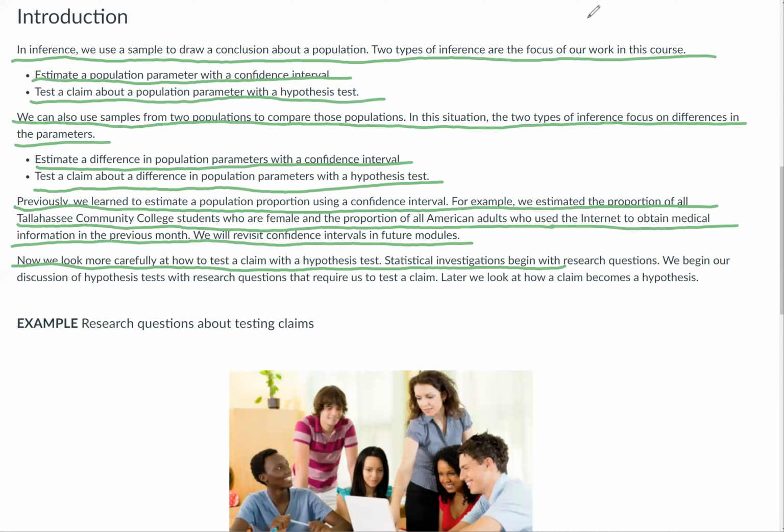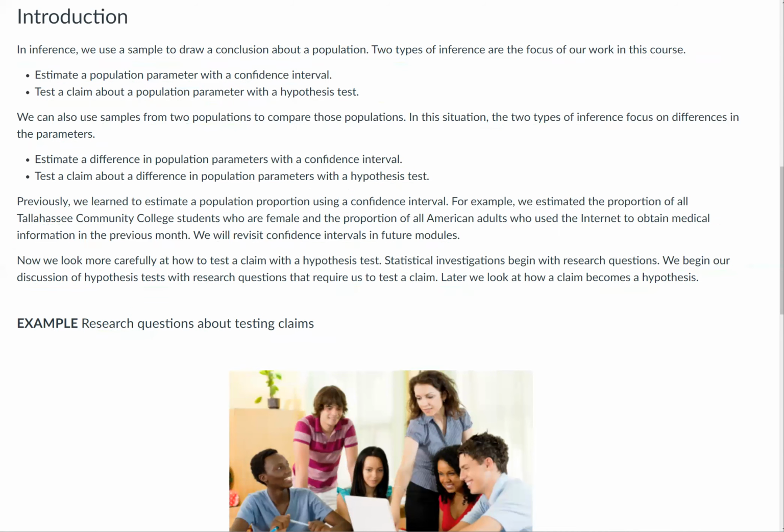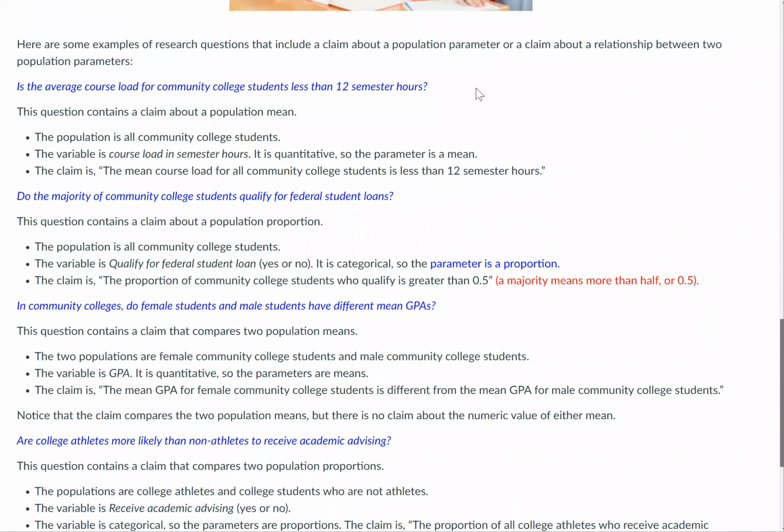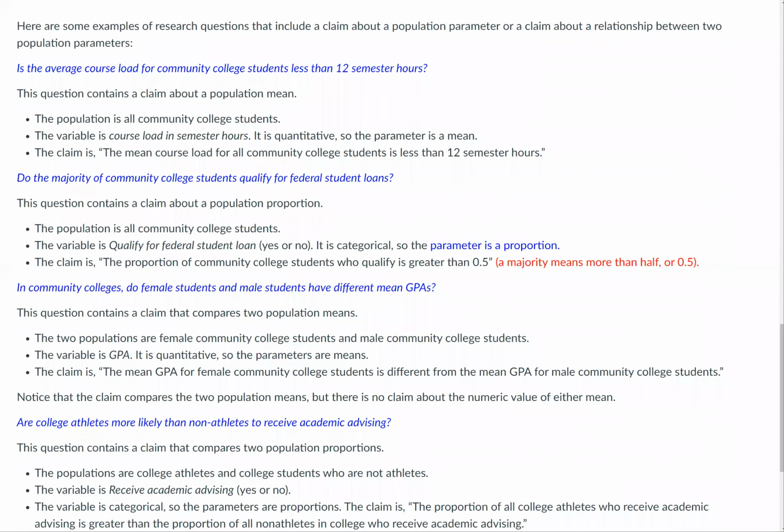Statistical investigations begin with research questions. We begin our discussion of hypothesis tests with research questions that require us to test a claim. Later, we look at how a claim becomes a hypothesis. So for example, research questions about testing claims. Let's look at that. Here are some examples of research questions that include a claim about a population parameter or a claim about a relationship between two population parameters.